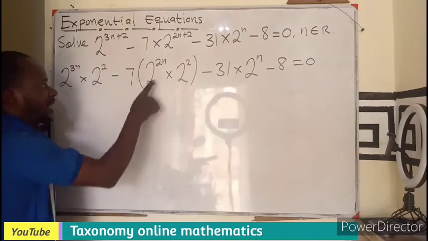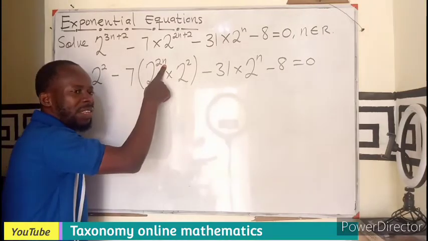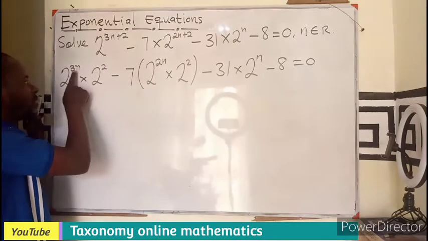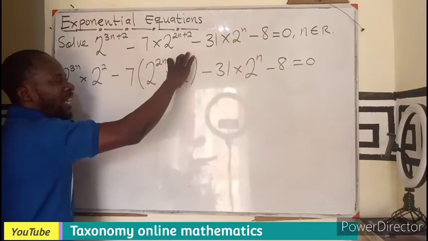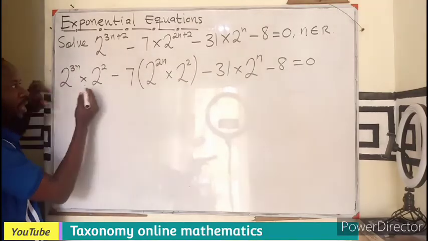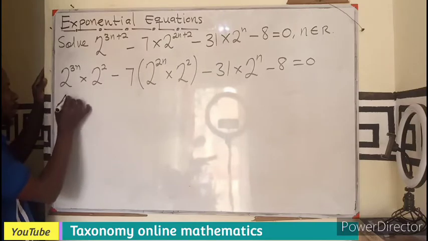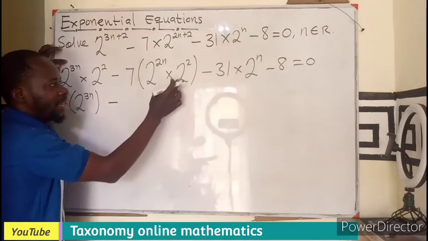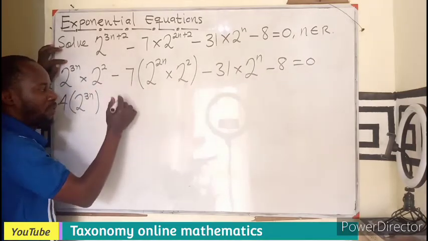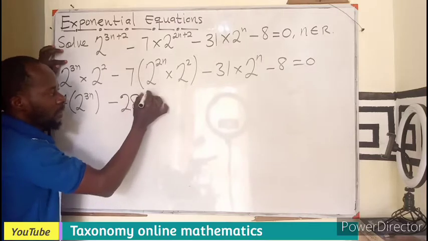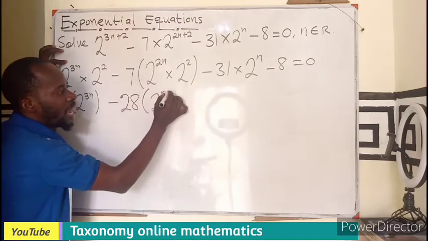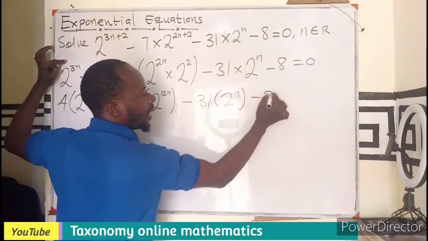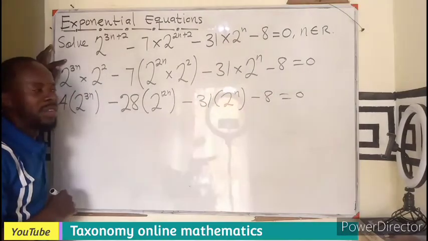Alright, we are seeing that there's a value here and there's an exponent. We have only a constant, so we can take this constant to become a coefficient, meaning this becomes 4. So 4 is going to multiply my 2^(3n), minus this is also 4, 4 times 7 will be 28, then my 2^(2n), minus 31 times 2^n, minus 8 equals 0.